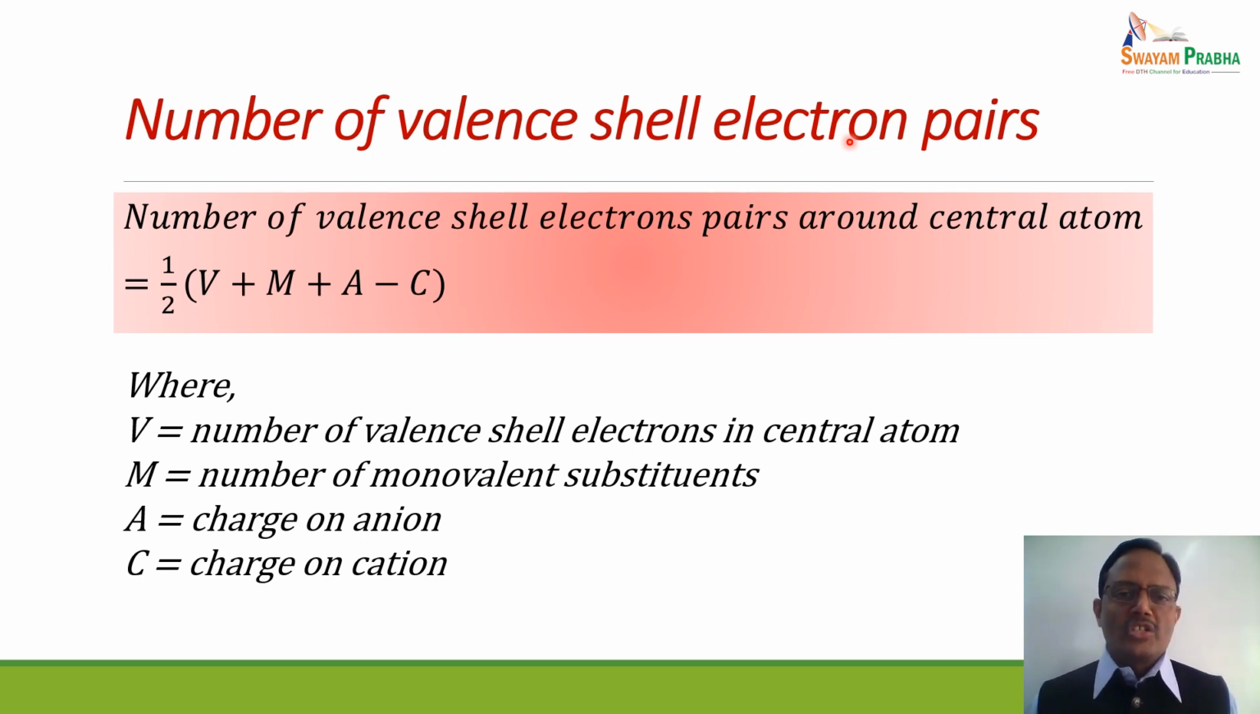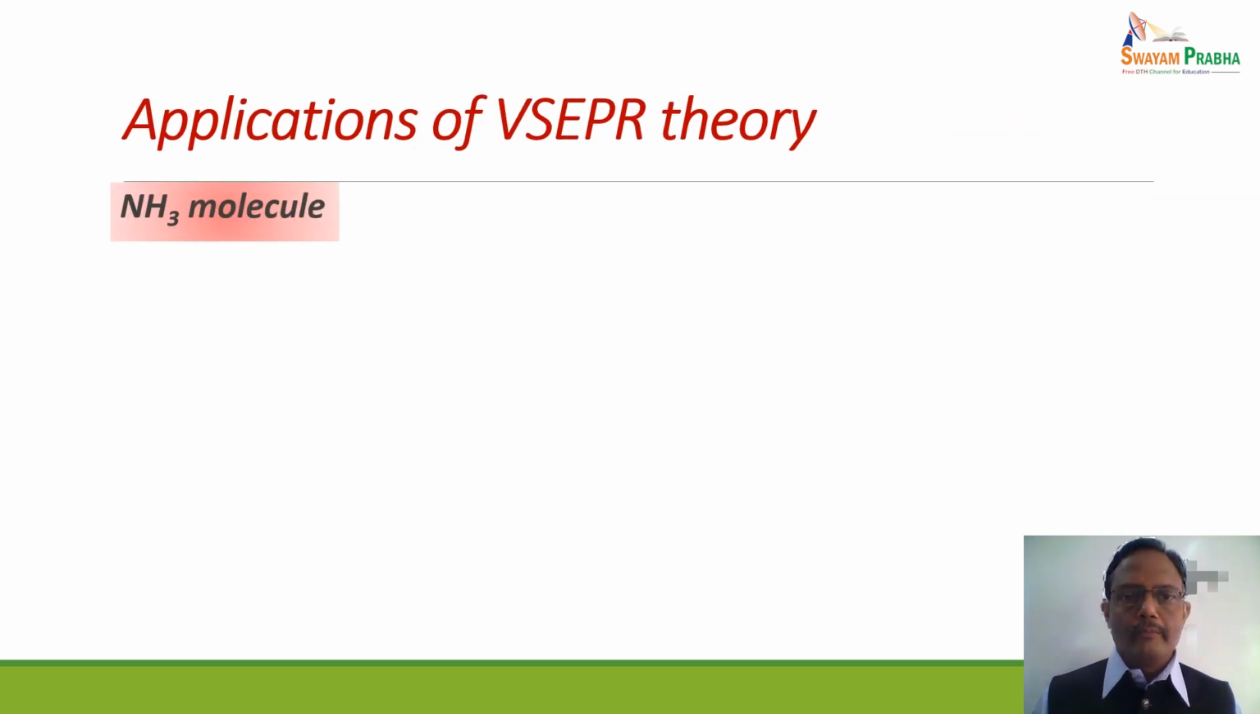Obviously, the number of valence shell electron pairs will be equal to half of the number of valence shell electrons. Now these electrons are coming from various contributions: the number of valence shell electrons of the atom itself, the number of electrons which are contributed by the substituents, the number of electrons which are obtained due to negative charge, minus the number of electrons which are lost due to the positive charge. We will use this particular equation and we will explain the shapes of various molecules according to valence shell electron pair repulsion theory.